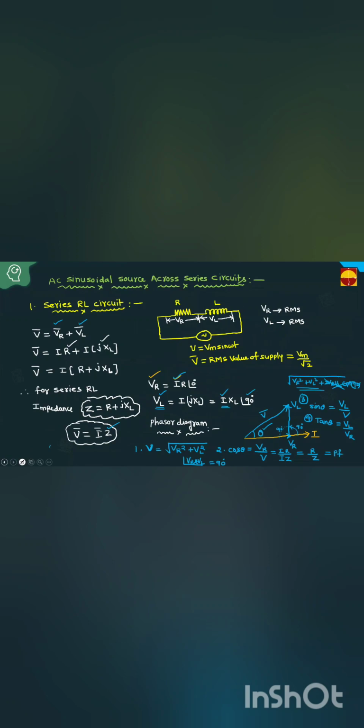With respect to series RL circuit, what are the points you have to remember? How to write the impedance, this is an important formula. How to write the resultant voltage V. And from this, what is cos theta, the power factor? Then what is the impedance triangle? Once you know the impedance triangle, it is easy to write the power triangle. Every vector in the impedance triangle is multiplied by I square, then you get the power.